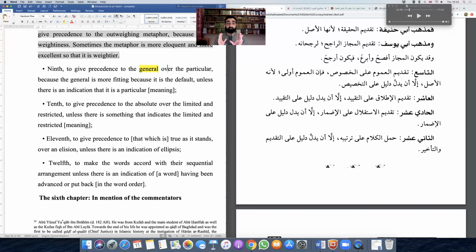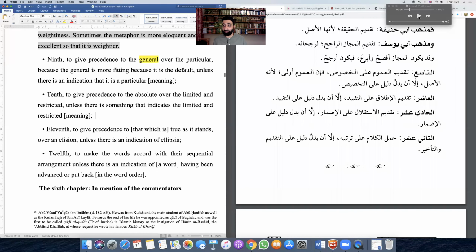The point is, if one opinion is taking it as am, the other one is taking it as khas, we'll go with the one that says it's am, unless the one who's saying it's khas has a good reason for saying it's khas, in which case we'll go with that. So it's just that our starting point is to consider the umum before we jump to the idea of takhsis or khusus, right? The general is more fitting because it is the default, unless there's an indication that it's a particular meaning, right? So I just want to make sure that we get across the idea that he's actually getting at here in terms of tarjih of aqwal.